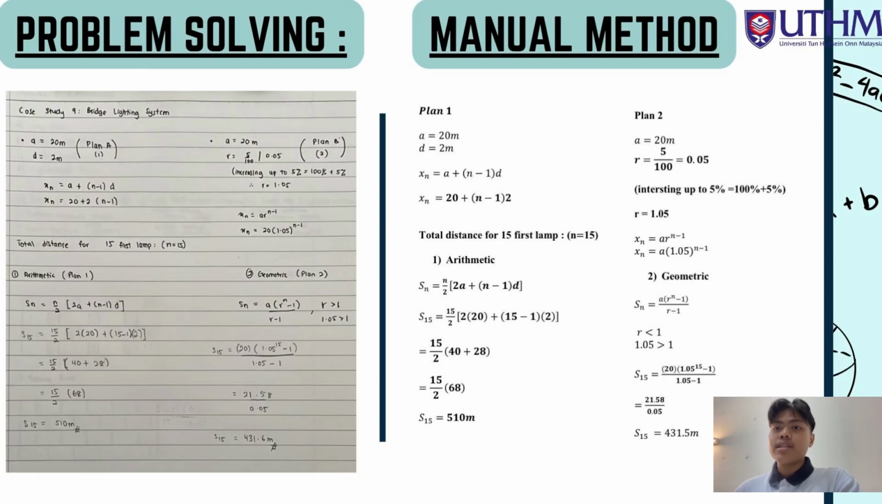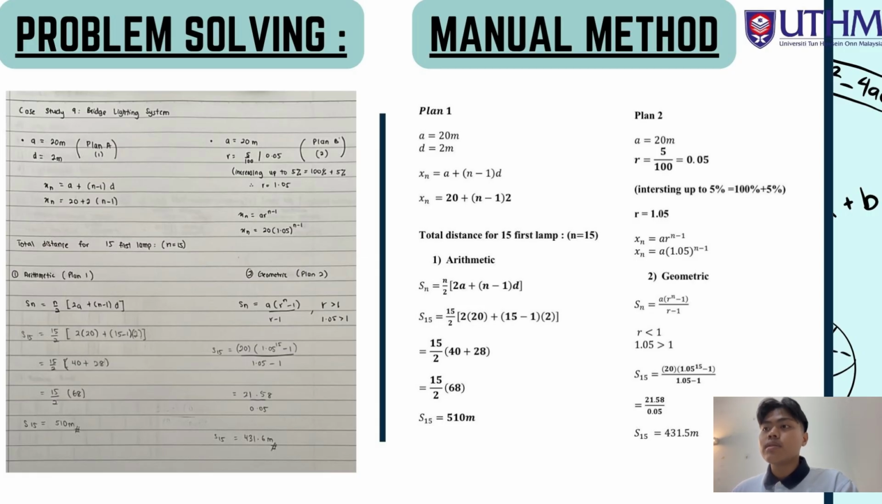So the first one is an arithmetic progression. It is mentioned that in the first plan, the distance between the lampposts is increased by 2 meters, and the first distance is 20 meters. We can conclude that the first term is 20 meters, that is equal to a, and the common difference is 2 meters. So if we put it in the formula, it is written as xn equals 20 plus (n minus 1) times d.